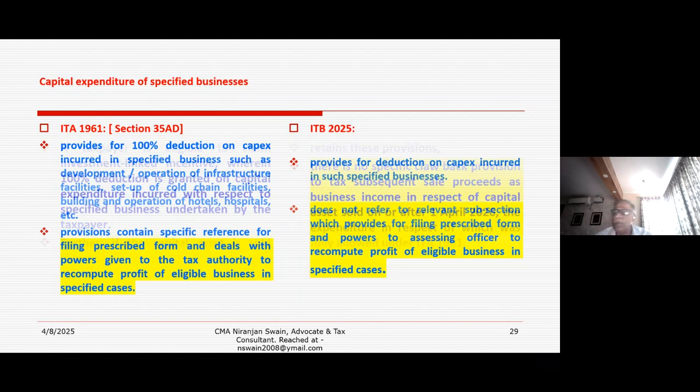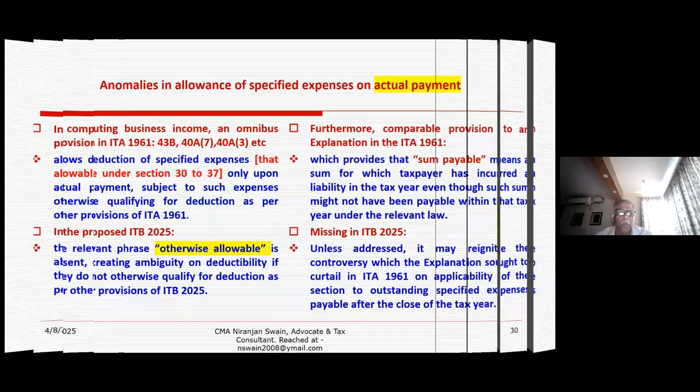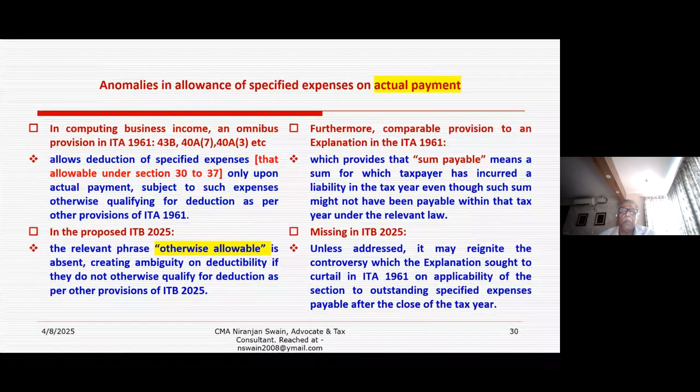So I feel that of these two sections, the first is an omission. In the second, the government may be thinking of reducing the compliance burden, because the government's intent is that the procedures to get the benefit should be reduced as quickly as possible. And then anomalies in allowances or specified expenses on actual payment.